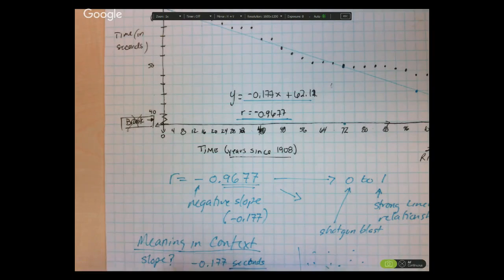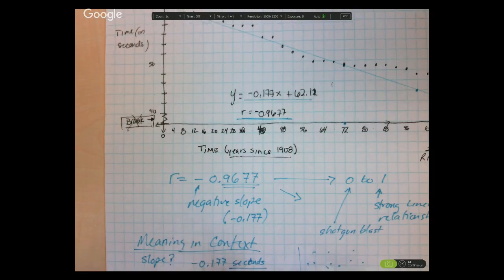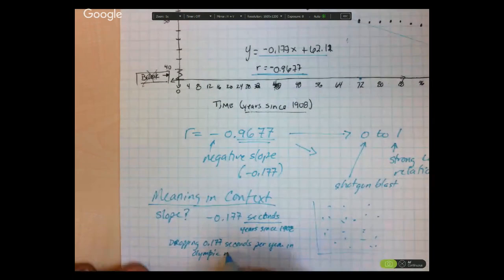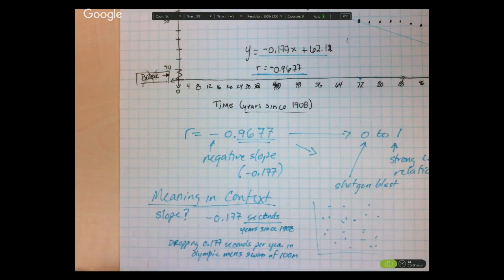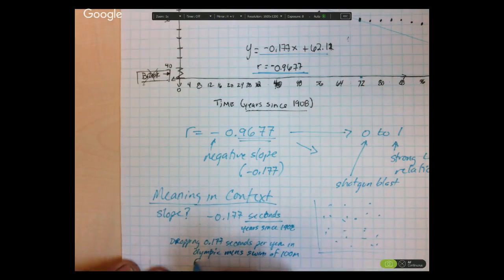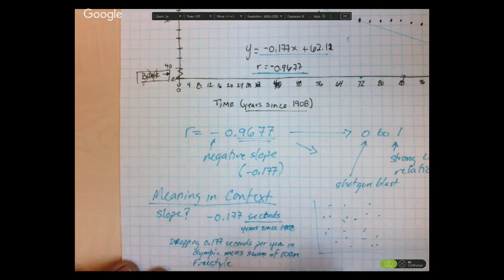So what this means is we are dropping 0.177 seconds per year in the Olympic men's swim of 100 meters freestyle. Okay, I could have structured that sentence a little better.